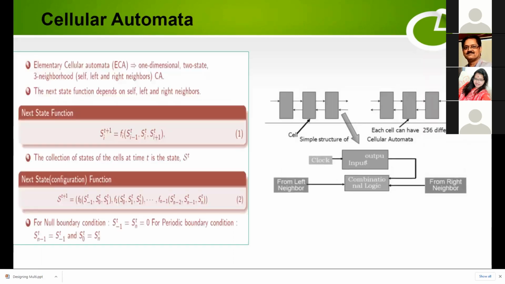Now, the number of states, neighborhood interaction, all things are varied, and we have lots of models of Cellular Automata. Among these, the simplest one is elementary Cellular Automata. In the elementary Cellular Automata, we have one-dimensional, two-state. This two-state can be 0 or 1, black or white, anything. Two-state, three-neighborhood Cellular Automata. Now, what do I mean by this?